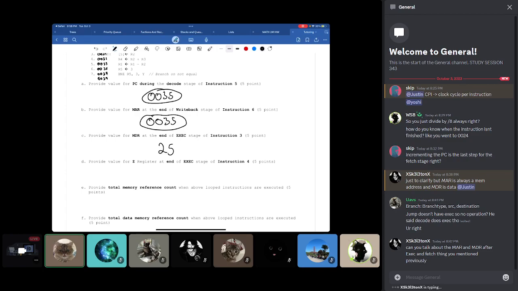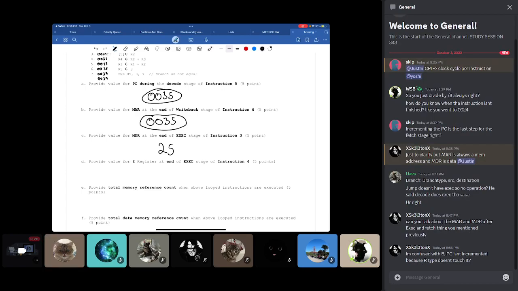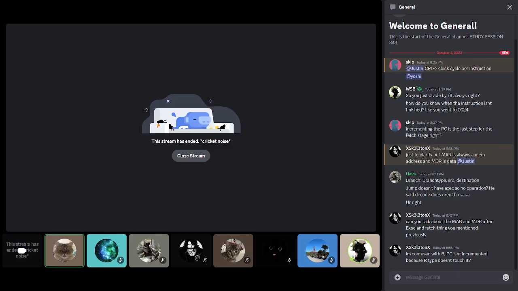I see Eric typing. I'm confused with B. PC isn't incremented because R type doesn't touch it. Well, PC is still incremented, but we're asking for the value of MAR, not the value of PC. Right? So at the beginning of the fetch stage, the current value of PC is put into MAR, but at the end of the fetch stage, PC is incremented. That doesn't mean MAR gets incremented because PC is incremented.